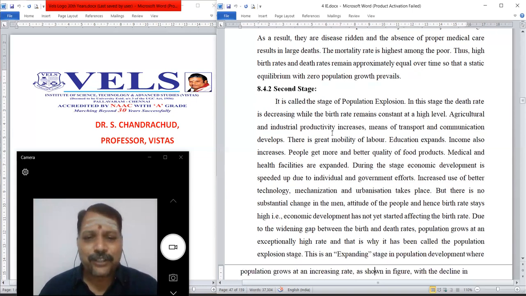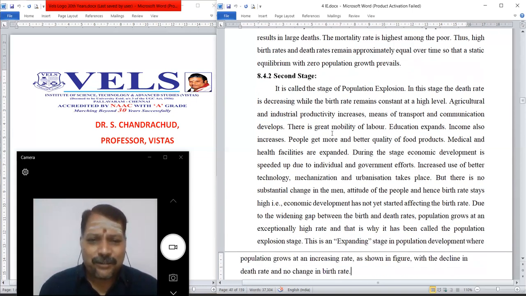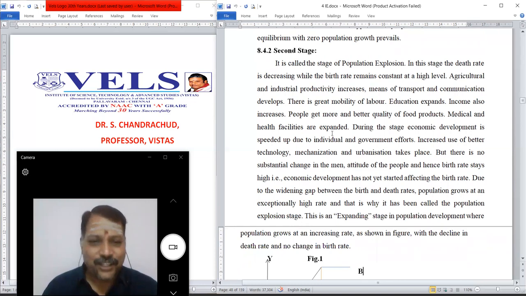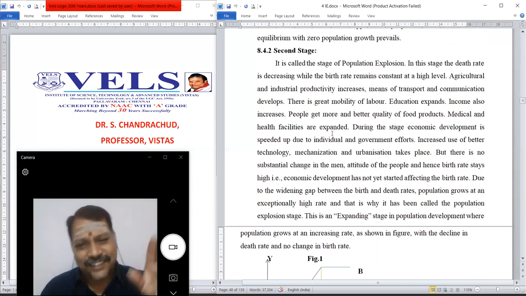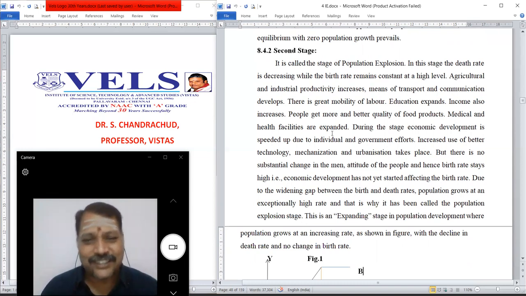Increased use of better technology, mechanization and urbanization take place. But there is no substantial change in men. The attitude of the people is not changing. Hence, the birth rate stays at the same high level. That is, the economic development has not yet started affecting the birth rate. Due to the widening of the gap between the birth and death rate, the population grows at an exceptionally high rate, and that is why it has been called the population explosion stage.